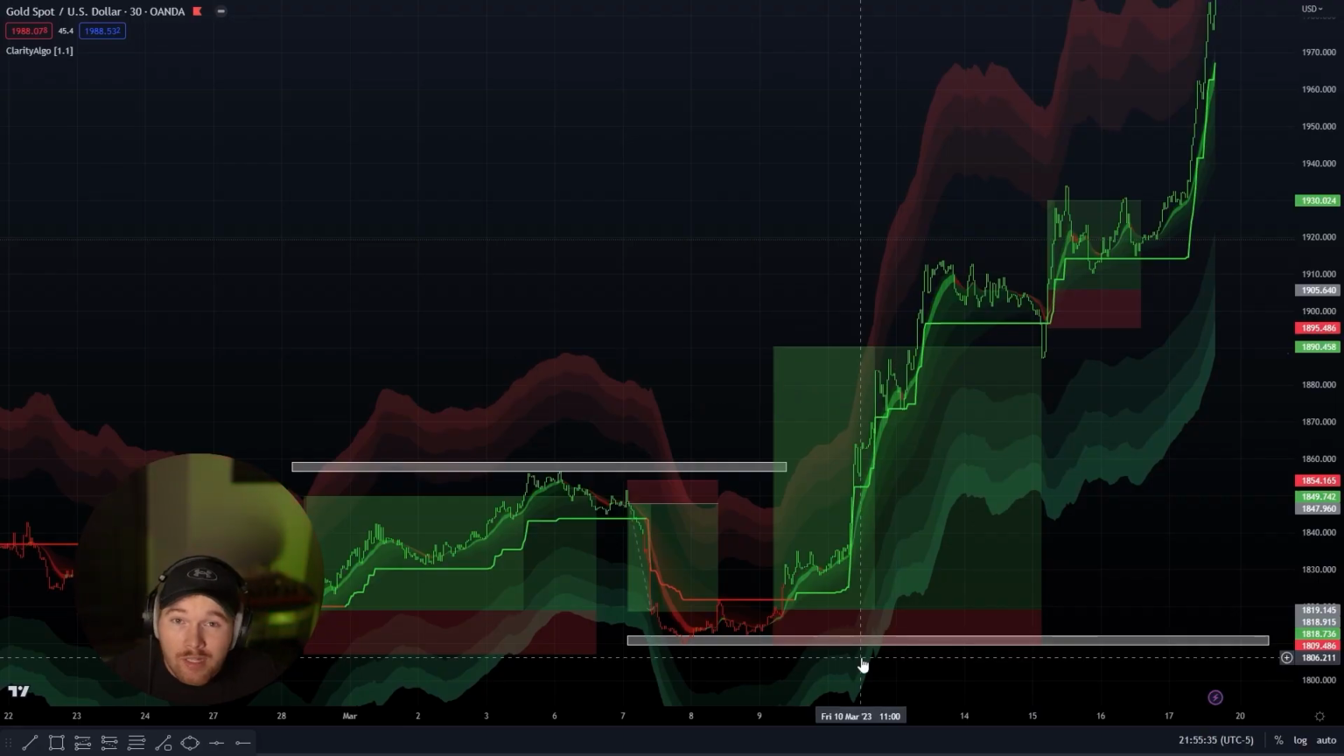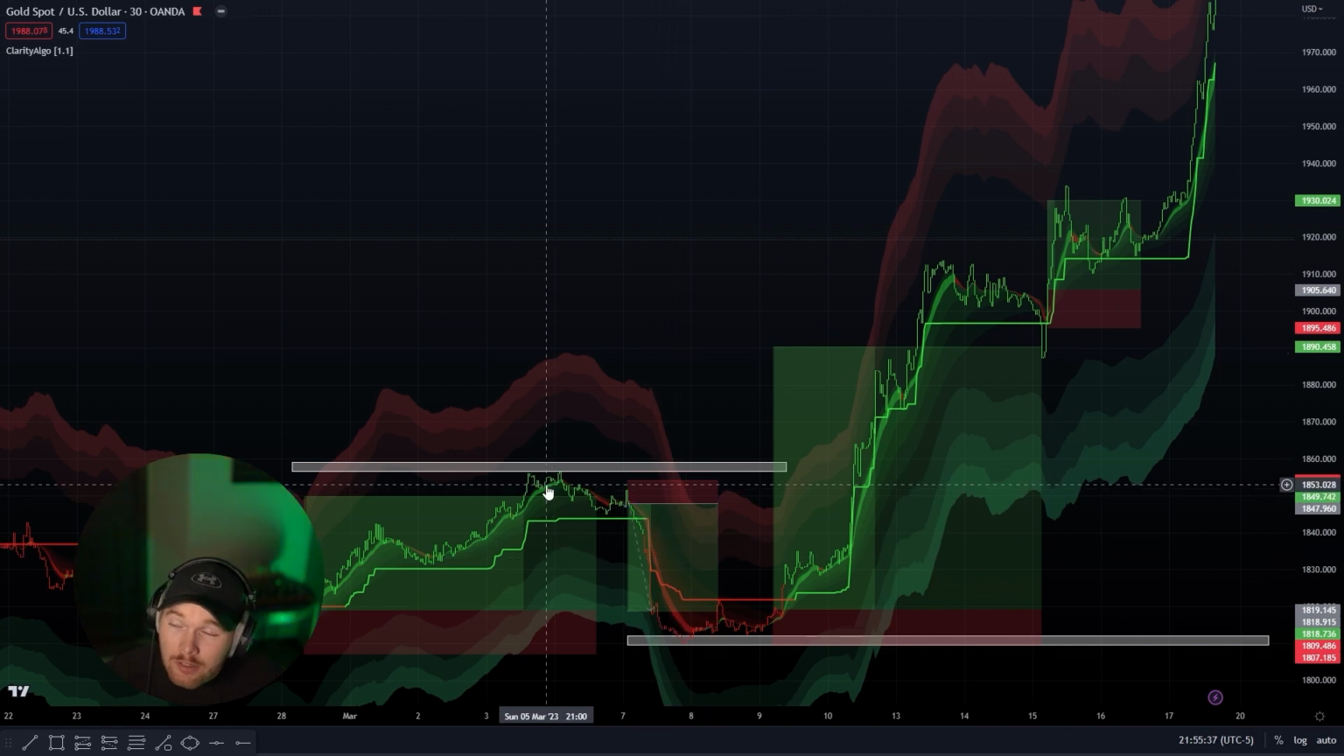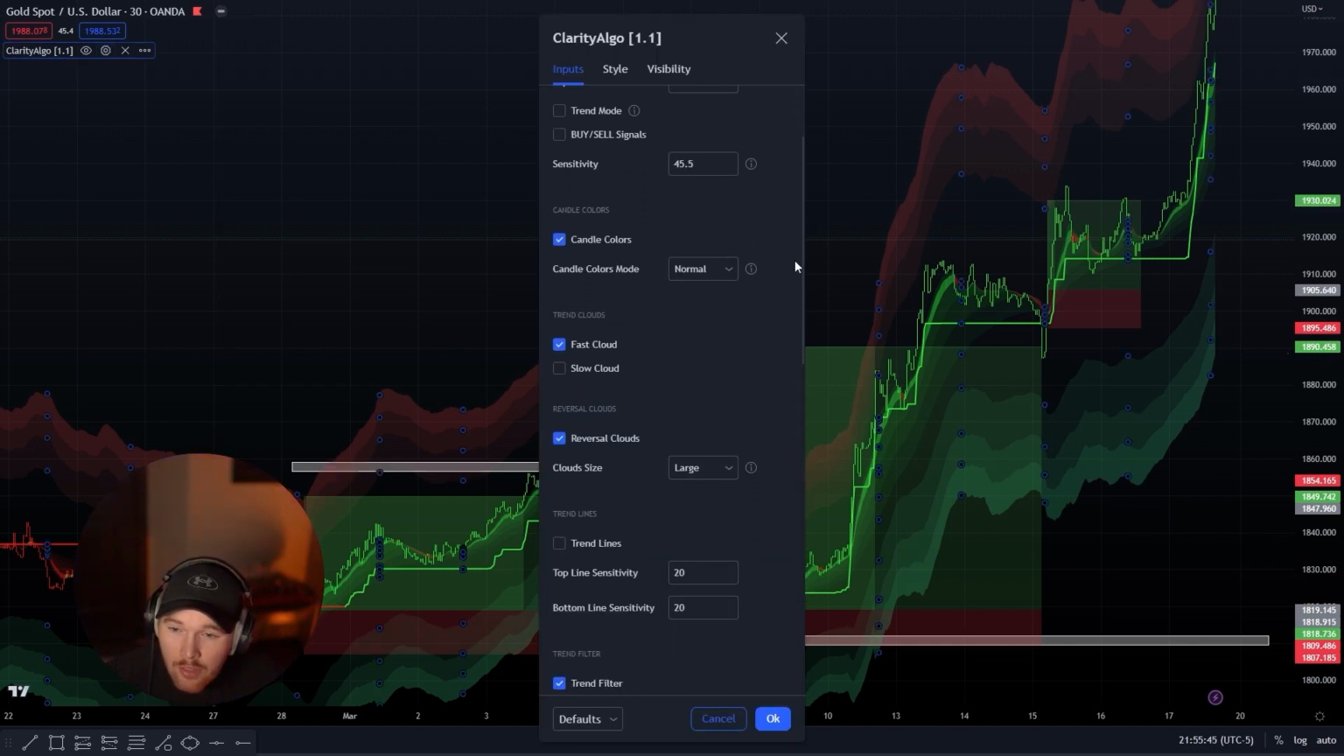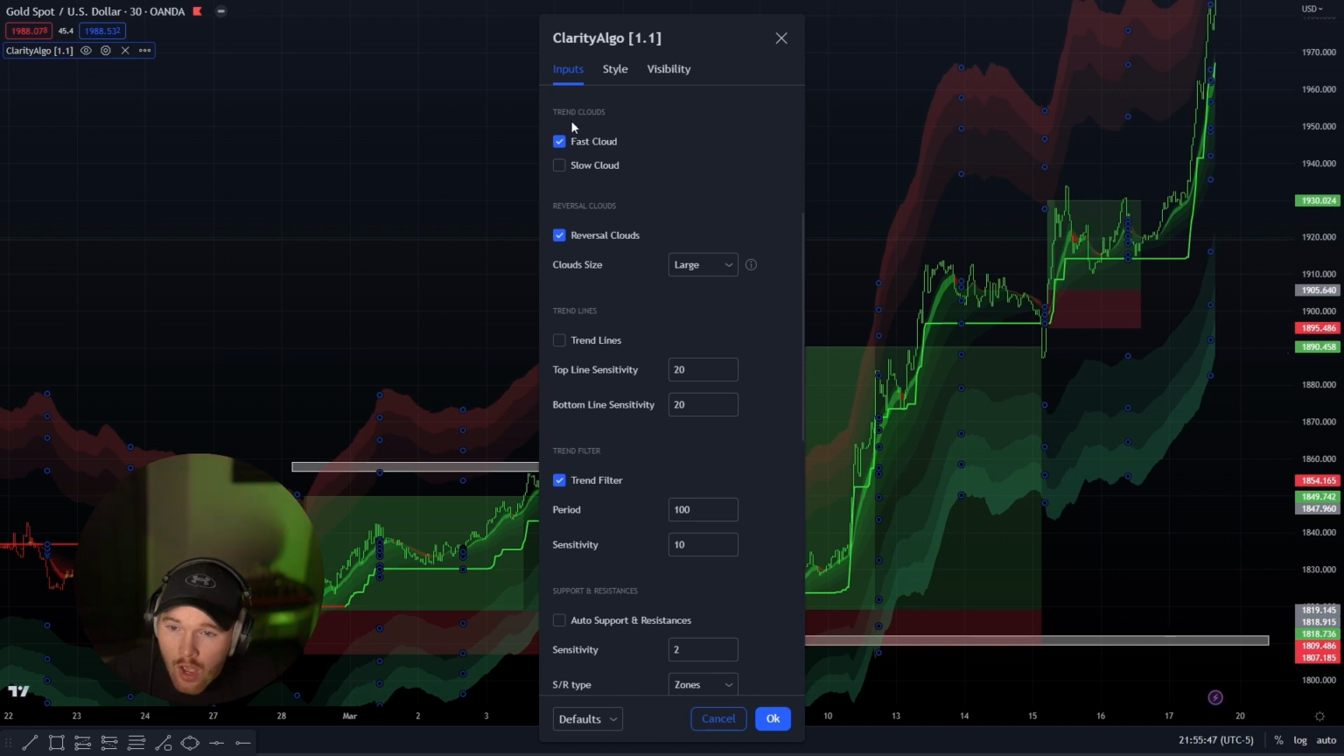So the very first thing we need to do is to get your chart to look like mine. To do that, we're going to look at the top left part of your screen, and you're going to see a little settings icon next to ClarityAlgo. Click on that and the list of features is going to pop up. Now the 3 features we are going to focus on are the trend cloud, reversal clouds, and the trend filter. For trend cloud, simply just have the fast cloud on. For reversal cloud, I want you to turn it on and have it at large. And the trend filter, set your period to 100 and your sensitivity to 10.